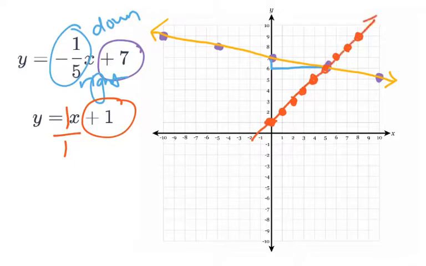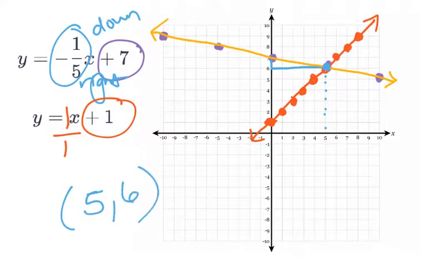So right here, we'll make that blue. And that point is 5, 6. So our solution is 5, 6 for this graph. Now on Delta Math, you only have to plot 2 points. So after we did the first 2 points for each graph, it'd make the line for us, and then we can see where they intersect, and then we're done.